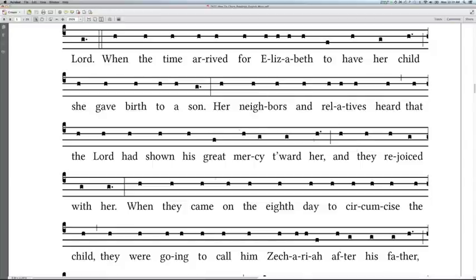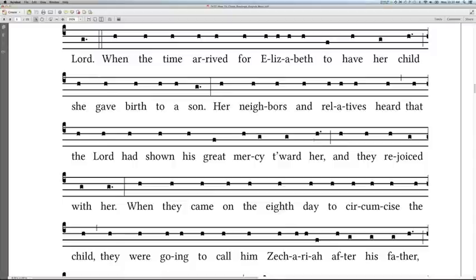Now, let's think about what that means, because some people mistakenly might go, "and they rejoiced with her," because they say that's the last accent. You know, "her" is an accented word. But if you actually say the actual sentence, "Her neighbors and relatives heard that the Lord had shown his great mercy toward her, and they rejoiced with her."